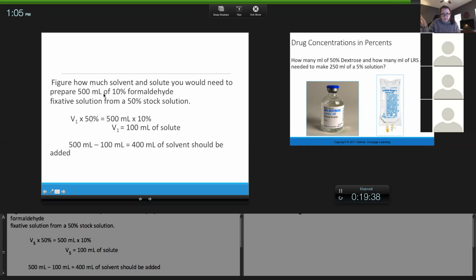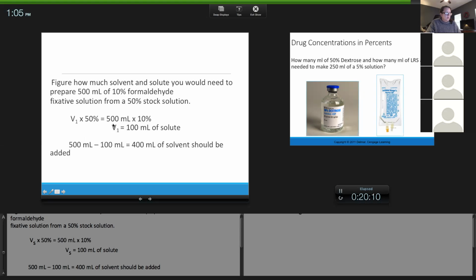So that's going to be on one side of the problem. What we have is a 50% stock solution. Volume 1 is how much of what we have, and 50% is the concentration of the solution that we have. How much of that volume are we going to have to use to equal 500 mils of a 10% solution?